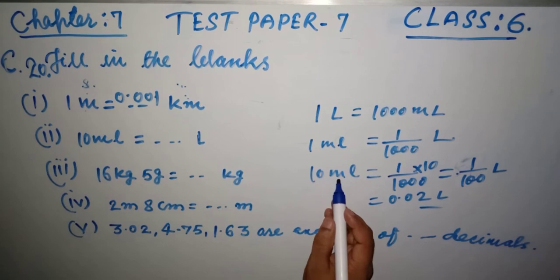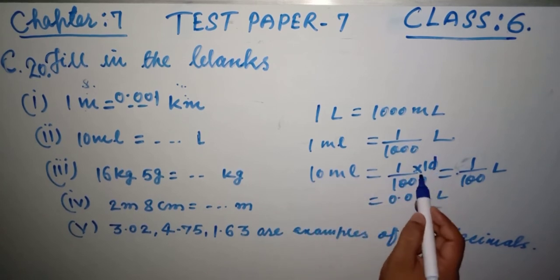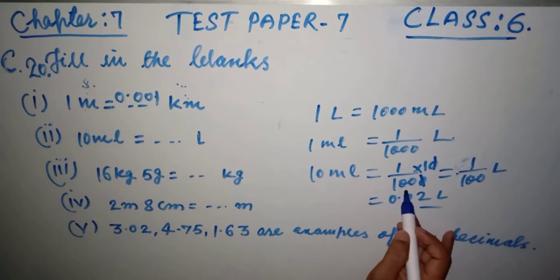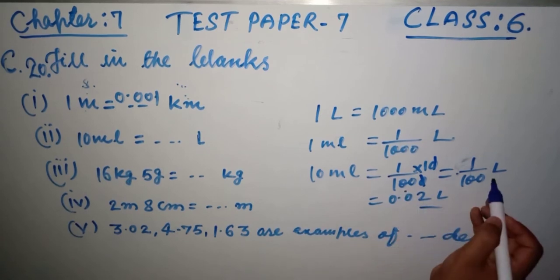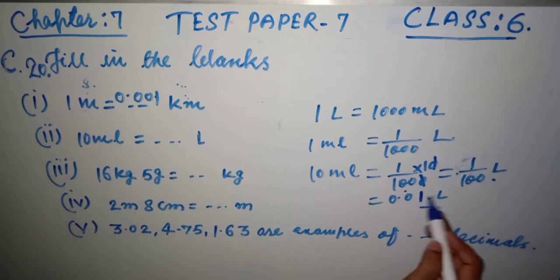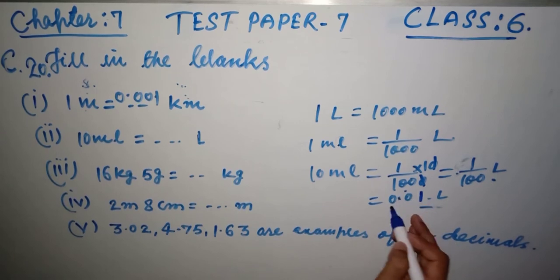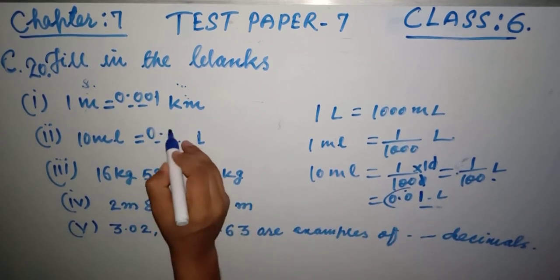If you multiply 10 ml, means 1 by 1000 multiplied by 10. This 0 will get cancelled friends. So 1 by 100 liter. Now friends, 1 by 100 liter is here. Write the numerator and count the number of zeros, 2 zeros. So we have to place the decimal after counting 2 digits from the right hand side, 1 and 1, 2. Here 0.01, the answer is 0.01.